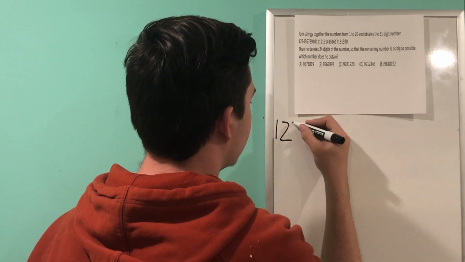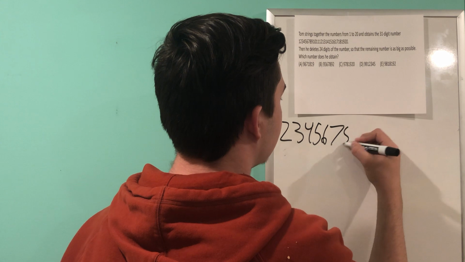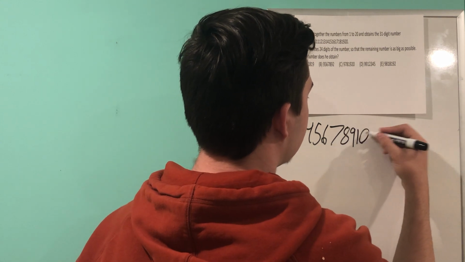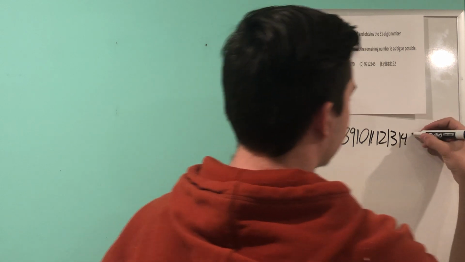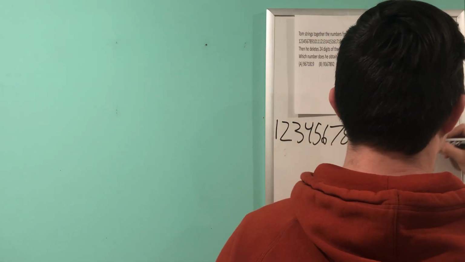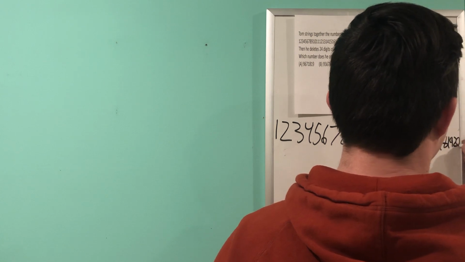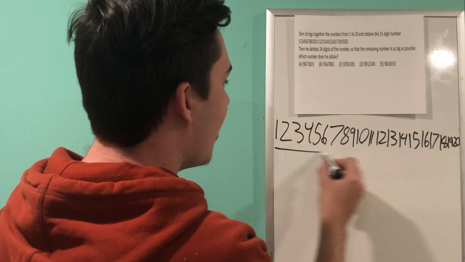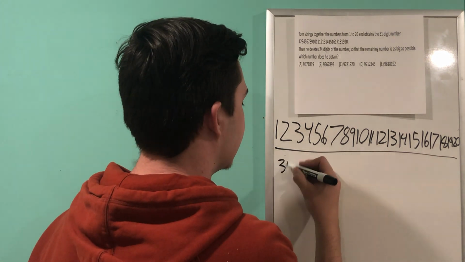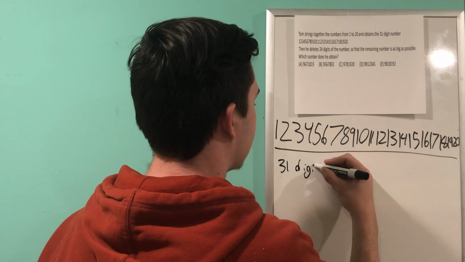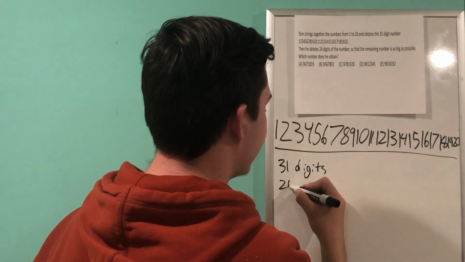1, 2, 3, 4, 5, 6, 7, 8, 9, 10, 11, 12, 13, 14, 15, 16, 17, 18, 19, 20. That is one long number, right? And that's 31 digits. However, he deletes 24 of them. So he gets rid of 24.